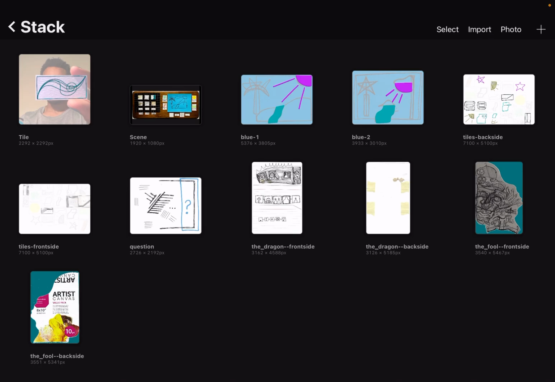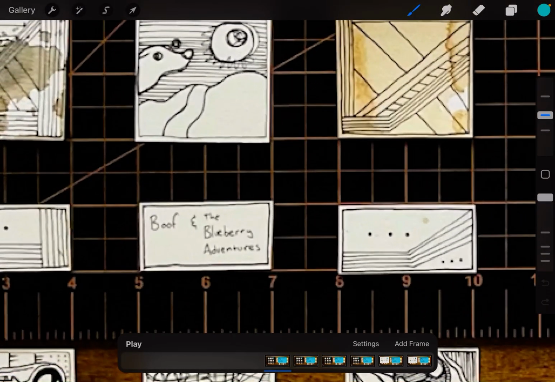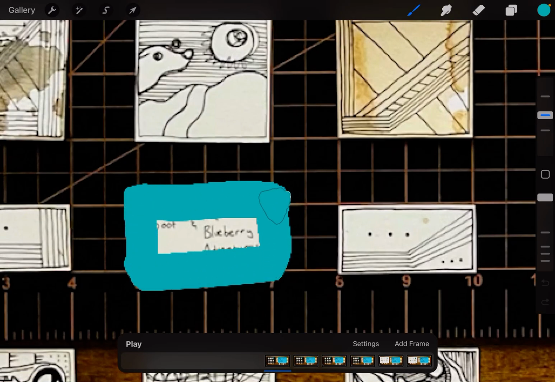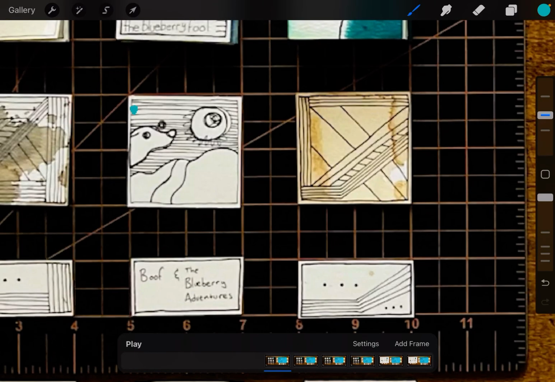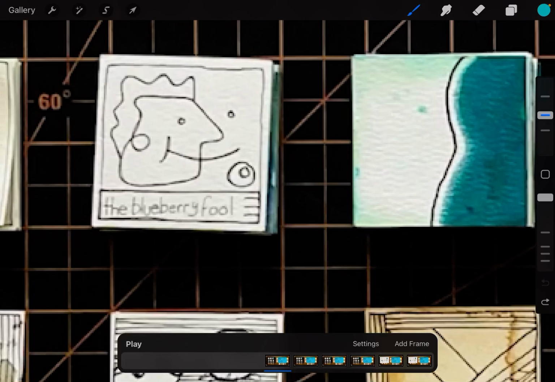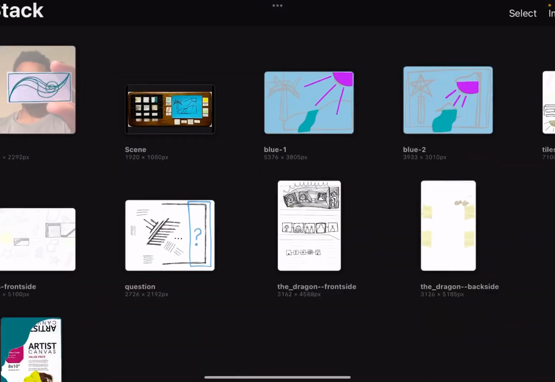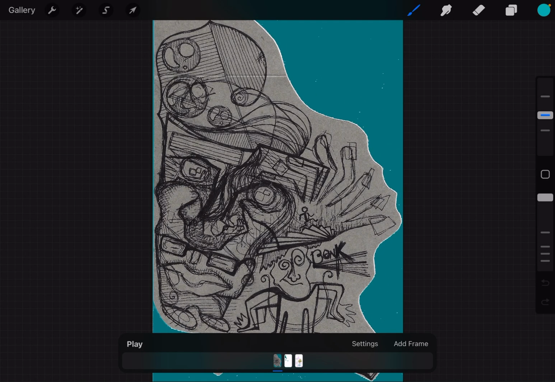So one of the stories that I'm telling is about Boof, my dog, and the Blueberry Fool. And I have this mentioned here. Here it says Boof and the Blueberry Adventures as a title in this rectangle. And you can see a picture or a drawing of my dog, a drawing of a blueberry, some sort of land, some sort of place where both of those exist. And here's another tile that says the Blueberry Fool. I have that kind of drawn out here as well.